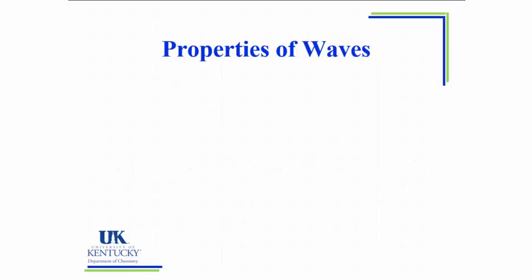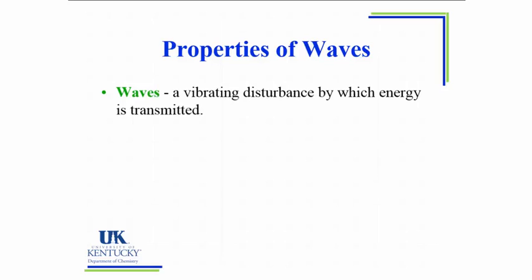So let's look at waves to begin with. Properties of waves. Now this is not necessarily light waves. This is any waves in general. A wave is a vibrating disturbance by which energy is transmitted. Now whether you think about waves on the ocean or sound waves or electromagnetic radiation, any kind of vibration that transmits energy is a wave. So if you thought about the waves on the ocean, you know that those waves can knock you down. They're bringing with it energy.